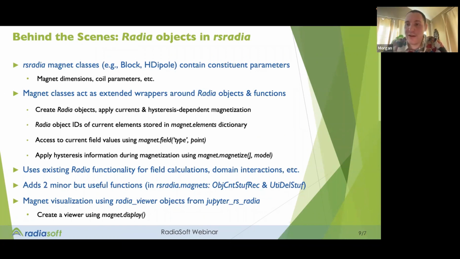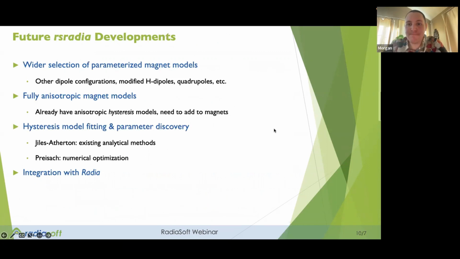So if you've ever run into the issue where you're trying to delete an object that you've defined in Radia, but you later find out that some of its constituent objects are still present, that's a nice, useful function. And then the visualizations are all done using the Radia viewer objects that are part of our Jupyter rsradia project.